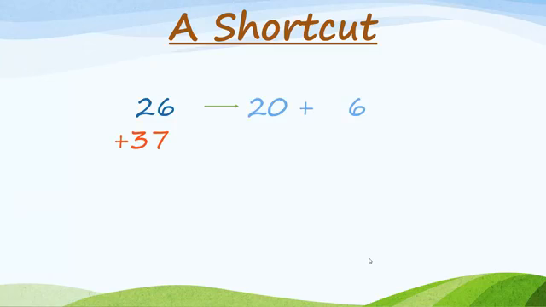We're going to think of 26 as 20 and 6 more. We're going to think of 37 as 30 and 7 more. Then we're going to realize 20 and 30 makes 50. Now, think of the 6 and the 7. 6 is 5 and 1 more. 7 is 5 and 2 more.